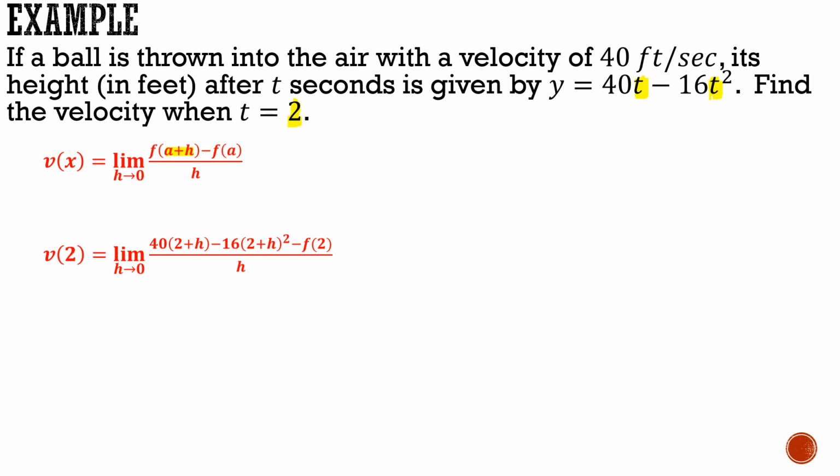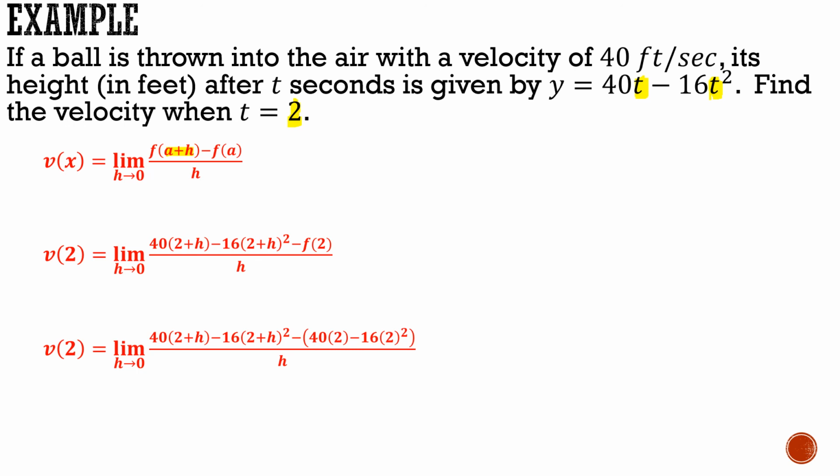And then continuing with the formula, I have minus f of 2 all over h. Now what I need to figure out is what is f of 2. Well, f of 2 means to plug 2 into my formula. So every time I see a t, I'm going to put a 2. So I left the first part alone with my 2 plus h's, and then I said minus 40 times 2 minus 16 times 2 squared.